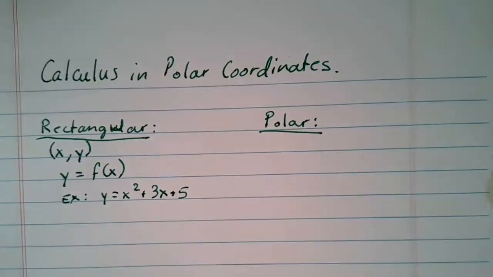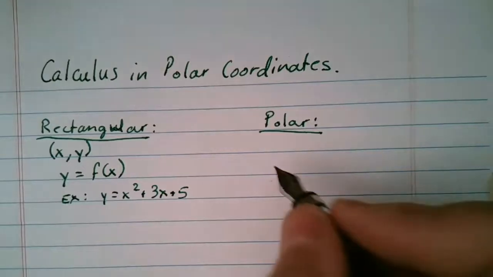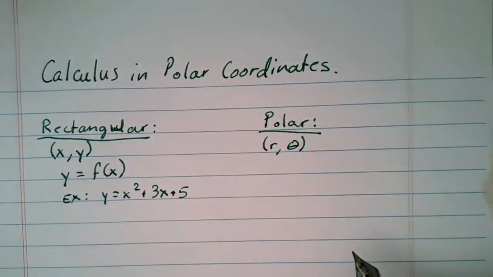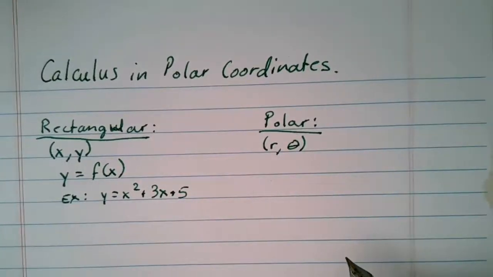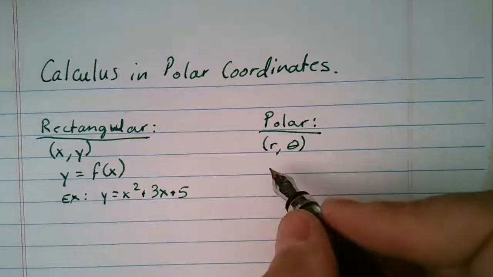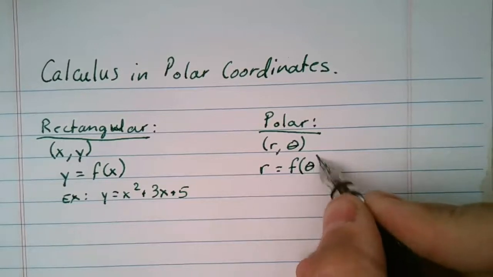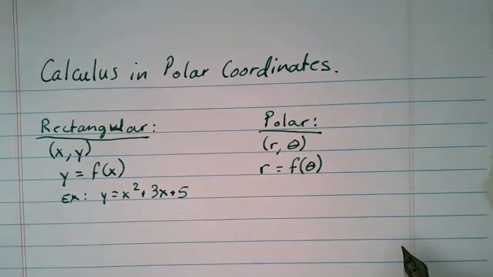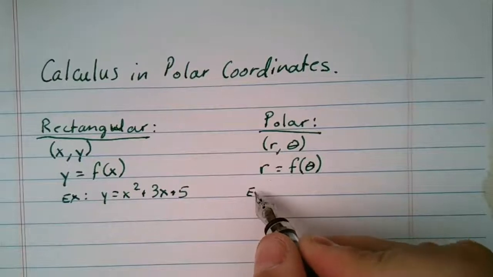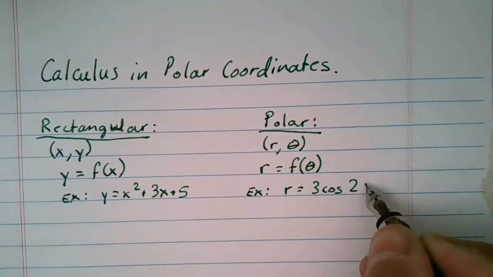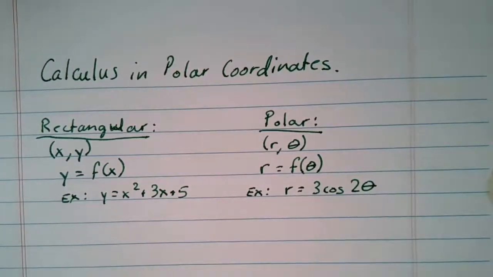Okay? Polar coordinates, on the other hand, is going to be r, comma, theta. And this is a circular set of coordinates. It works very well for things like circles, cardioids, rose curves, things that are very difficult to define in rectangular coordinates. And this is going to be r equals a function of theta. An example of a polar curve would be r equals 3 cosine 2 theta. Okay, so that'd be an example of a polar curve.